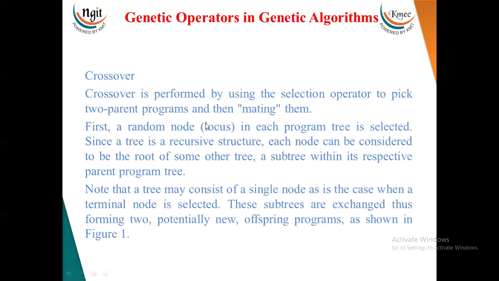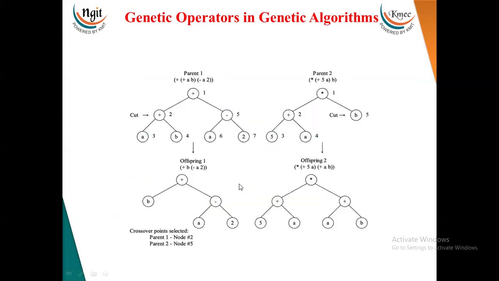And crossover, after getting the two parent programs, will go for mating them. So first, a random node. Okay, I'll show one example here. These are the two, parent 1 and parent 2. Then I'll create an offspring between these two.